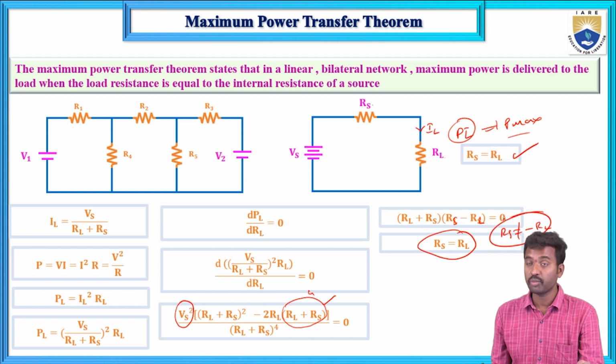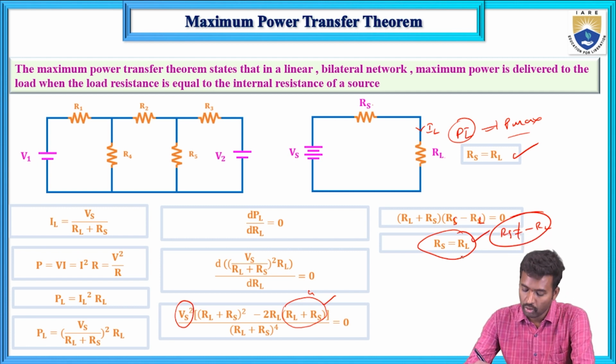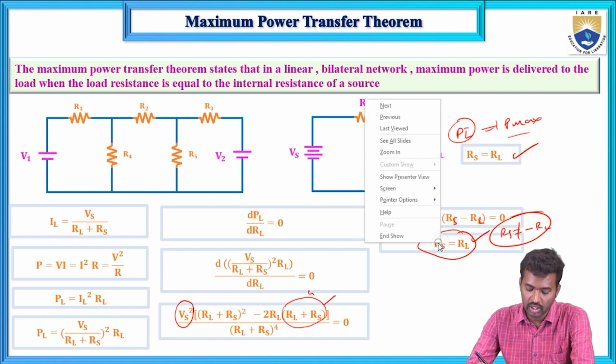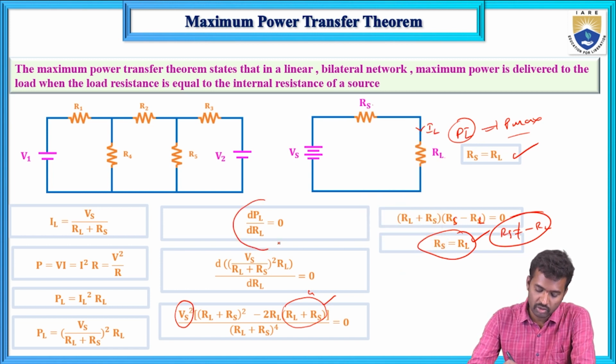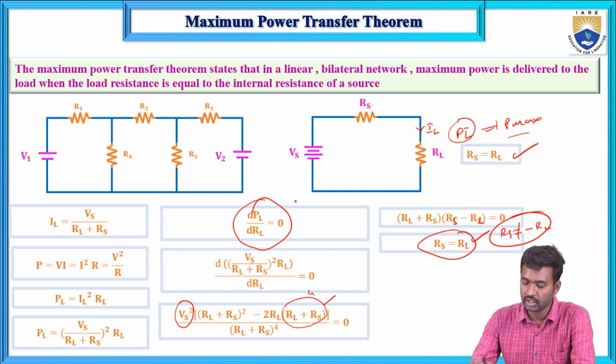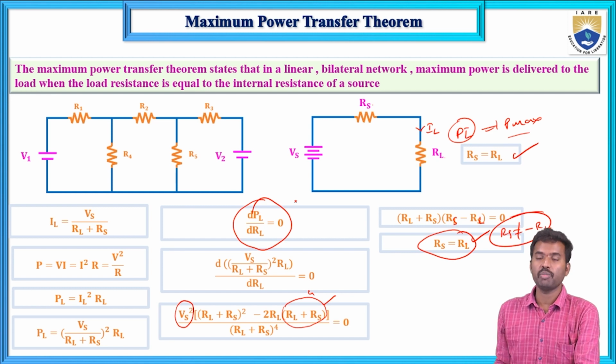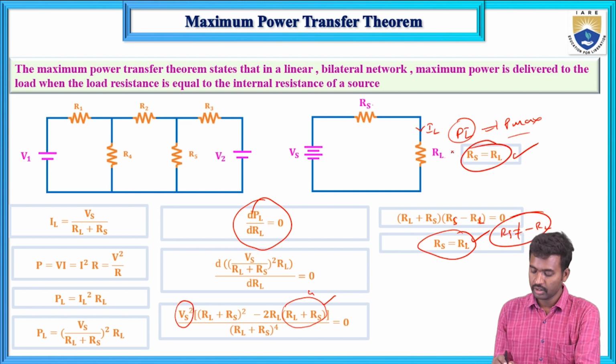Resistance can never be negative. Now RS equals RL. This is the condition for maximum. When load resistance equals source resistance, maximum power is transferred to the load. This is the condition. So the maximum power condition is RL equals RS. Now, what is the maximum power? Which amount of power?